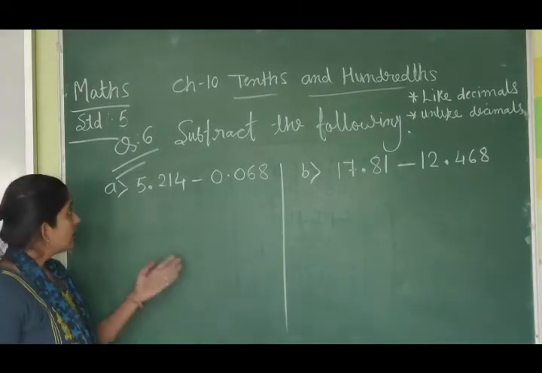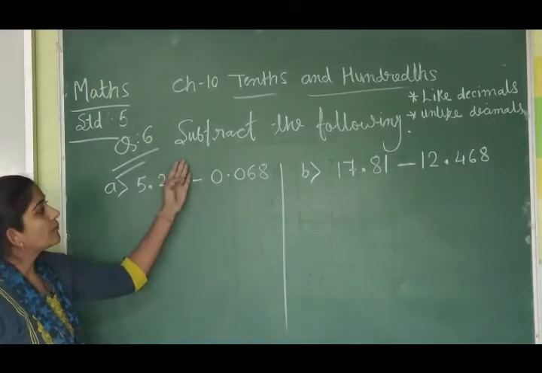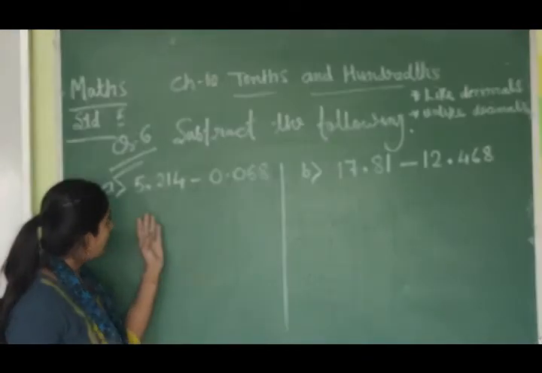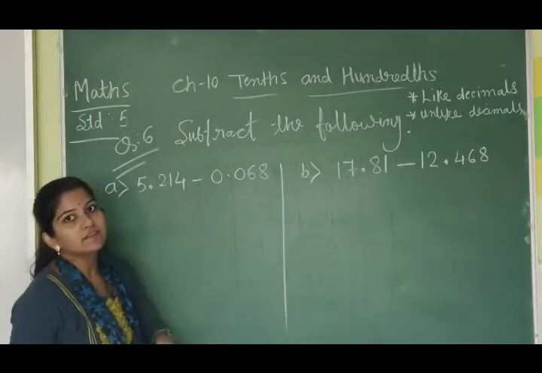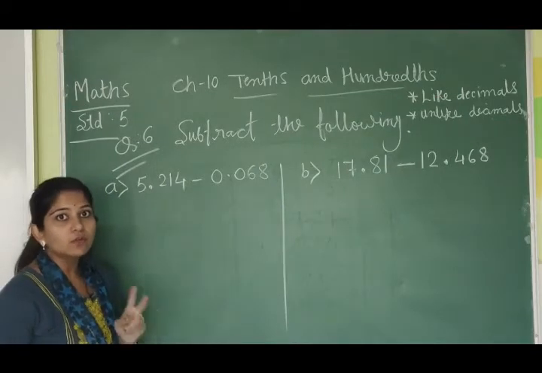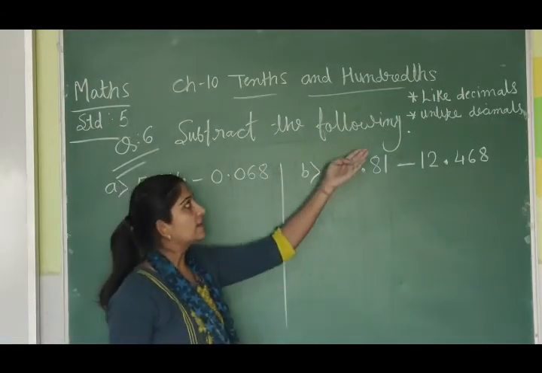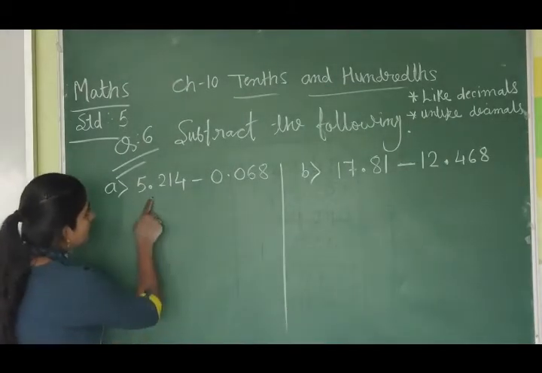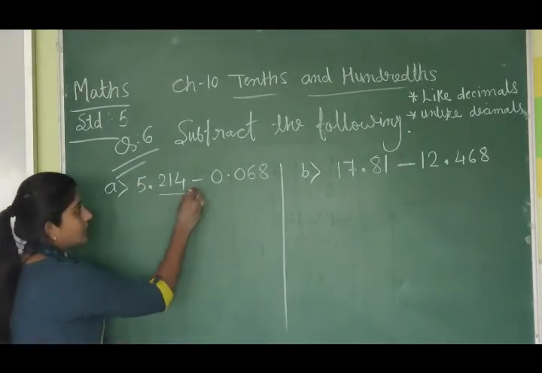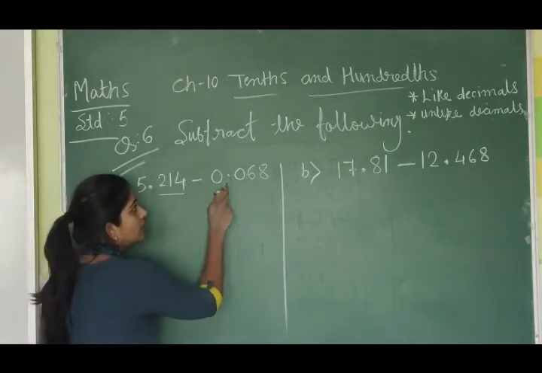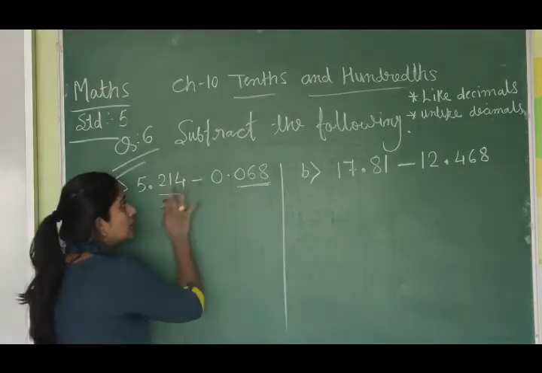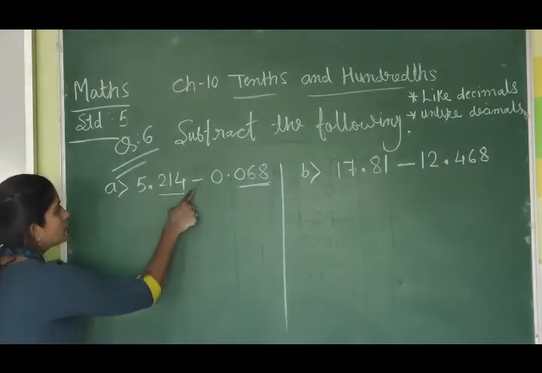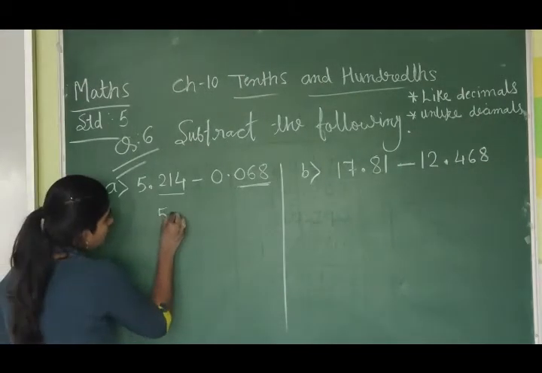Okay students, so here in the next question you have to subtract the following. As you can see, the subtraction sums are also in decimal form, and now you know there are two types of decimals, like decimals and unlike decimals. So the first one has 3 digits after the decimal point, and here also after the decimal point there are 3 digits. So this is an example of like decimals, so we have to subtract them. Let's start.